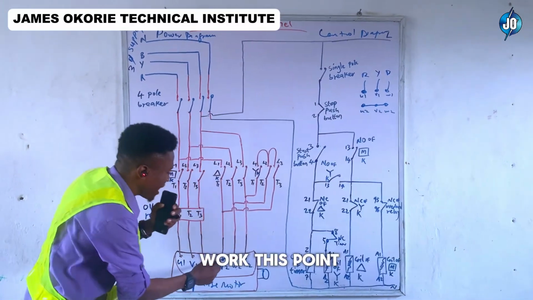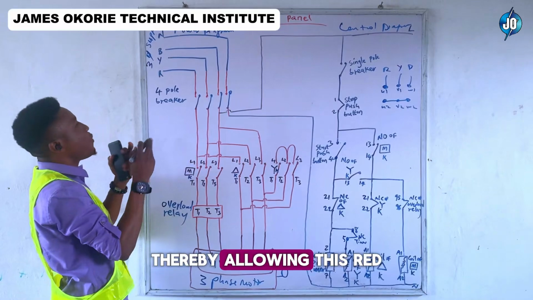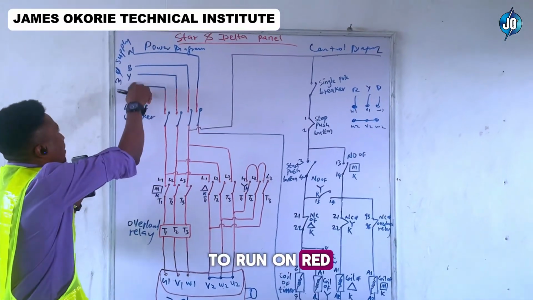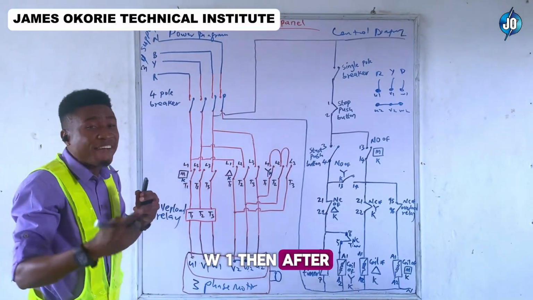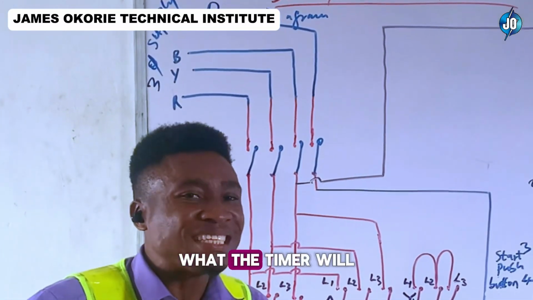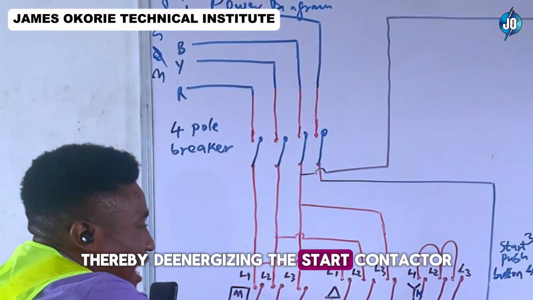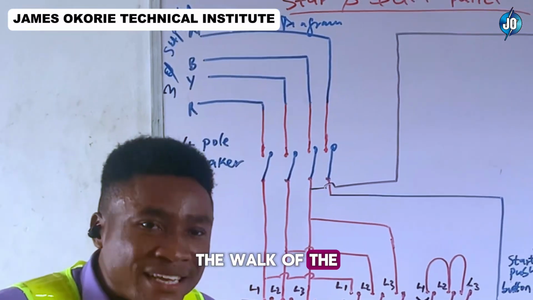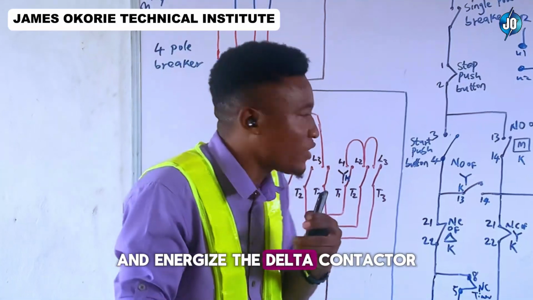And how does it work? It will shunt this point, and this point, thereby allowing this red, yellow, blue that is running on U1, V1, W1 to run on red, yellow, blue to run on what? U1, V1, W1. Then after a particular set time, the timer will function, thereby de-energizing the star contactor and energizing the delta contactor. The work of the timer is to de-energize the star contactor and energize the delta contactor.